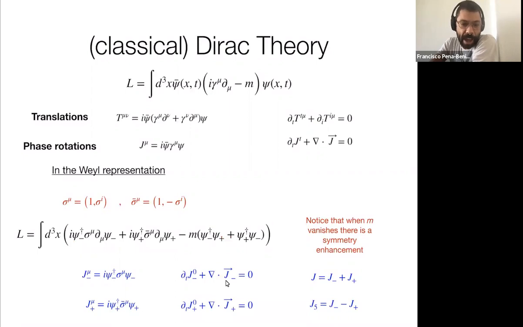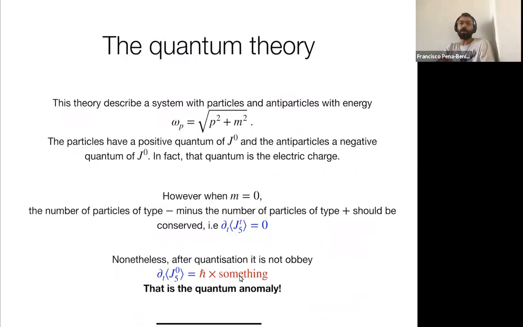So okay, I have two conservation equations for J minus and for J plus. In principle, what is called the vector current is the combination J minus plus J plus, and every time I talk about the axial current, it is the combination J minus minus J plus, which obviously for the M equals zero case, this J and J phi will be conserved as a consequence of these two conservation equations. Okay, now let's go to the quantum theory.